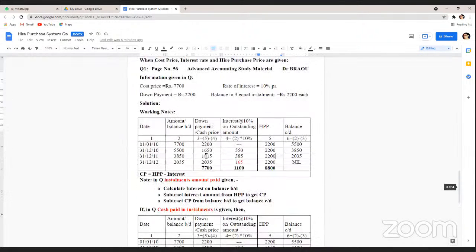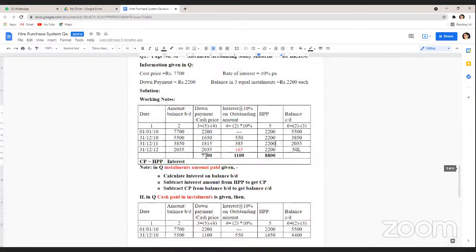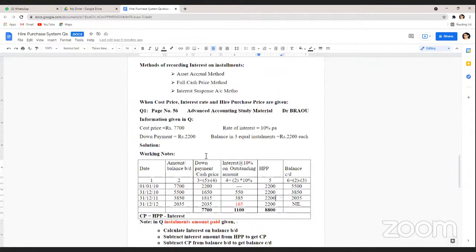So now let us come back to our question. This first question, 7,700 is the cost price. Rate of interest is given as, okay, cost price is 7,700. Interest is 10% per annum, and down payment made as 2,200, and hire purchase installments paid as 2,200 for every installment, three equal installments. This is the information given to us. So let us see how to do it.